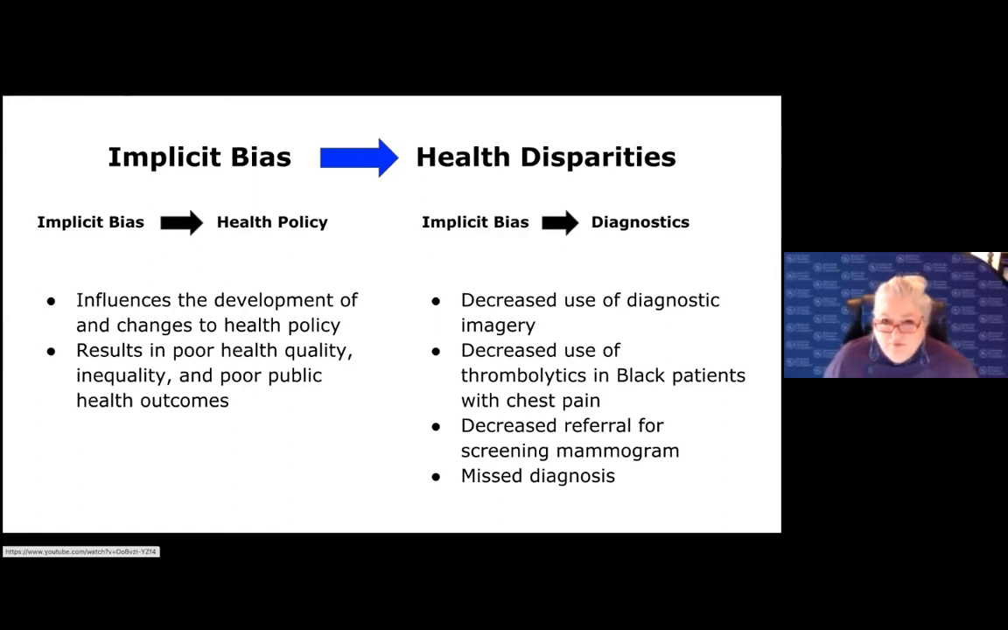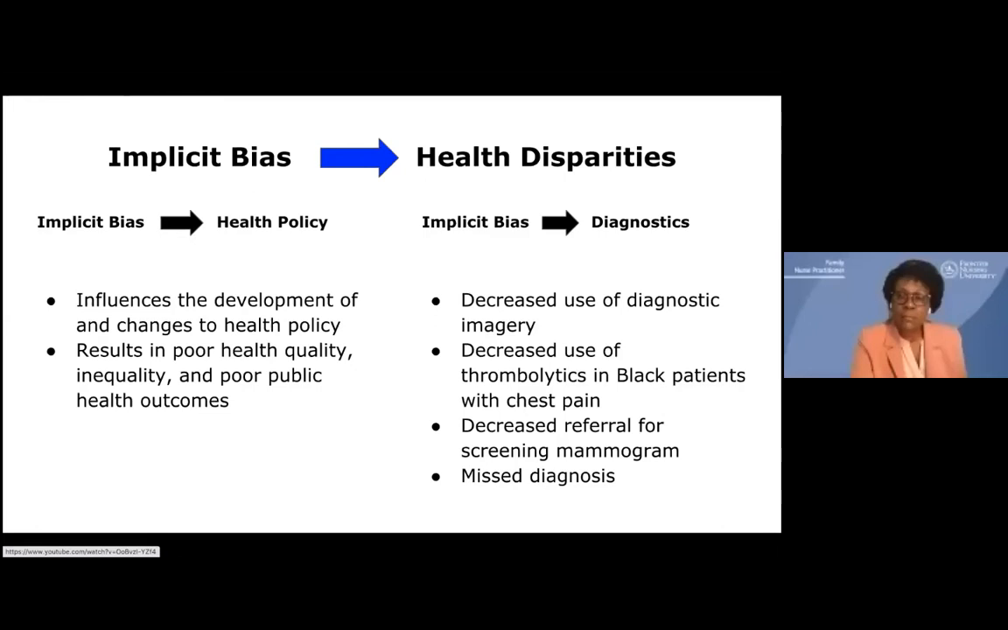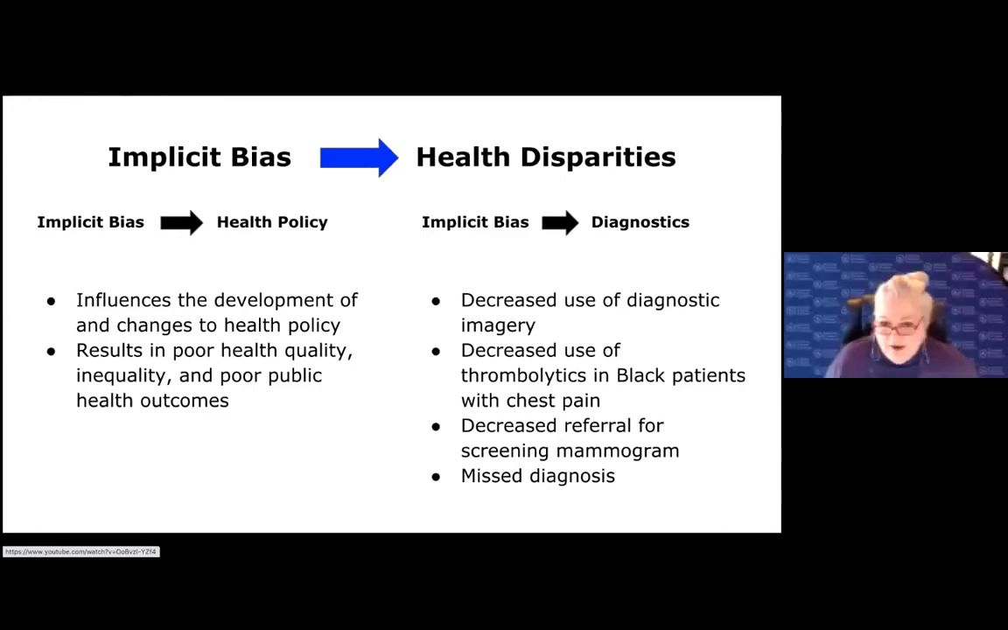So when I read about these racial adjustments, I wondered, what's the scientific basis on which they're established? How invasive is this in diagnostic testing? And is it a current, equal, fair way to interpret test results? Studies have also shown a decreased use of thrombolytics in Black patients with chest pain who are having an MI. And there's a decreased referral for screening mammograms based on breast cancer statistics for Black women, as we talked about with the new Shannon's Law in New York.